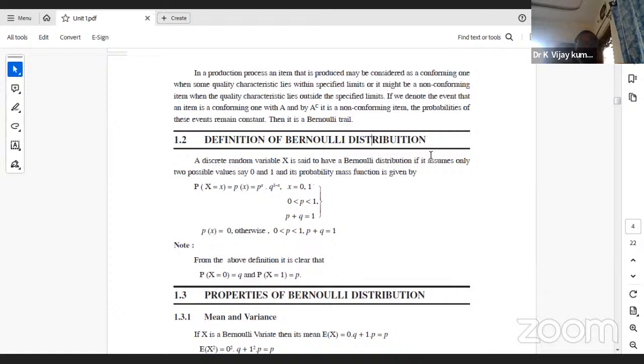Definition of Bernoulli distribution. A discrete random variable x is said to have a Bernoulli distribution if it assumes only two possible values, 0 and 1. The probability mass function, PMF, is P of x equal to P power x and Q power 1 minus x, this basic fundamental formula, where x is equal to 0, 1, 0 less than P less than 1, and P plus Q is equal to 1. These conditions we are taking here.